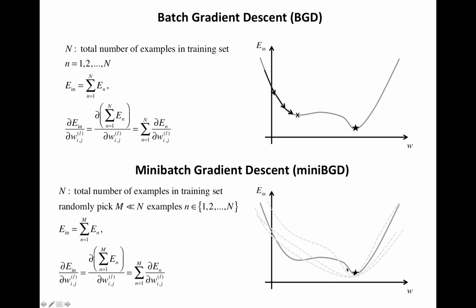Sometimes it looks like that. At the next iteration, it may look like that. And at the next iteration, it may look like that. So the shape of the E_in(w) curve, or E_in(w) surface if it's not just one w but many w's, is going to keep changing from iteration to iteration, right?